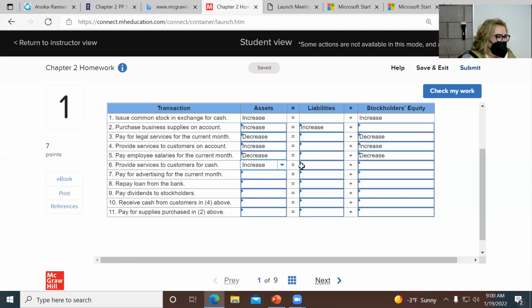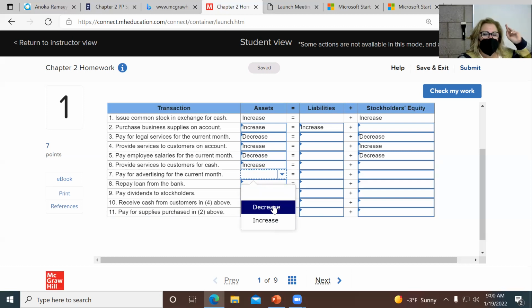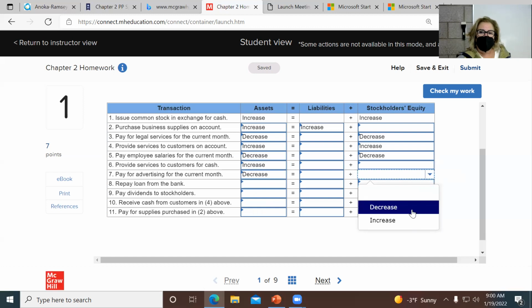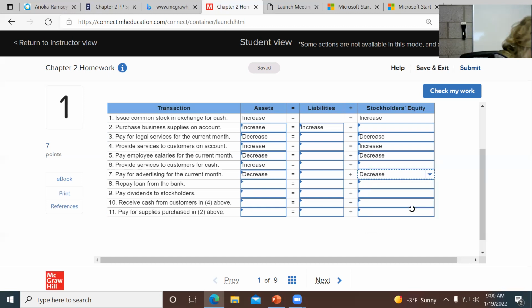Pay for advertising for the current month. What's happening to cash? It's decreasing. What else is happening, guys? We know if assets decrease, something on the other side has to be decreasing, don't we? Isn't stockholders' equity decreasing because of the expense?